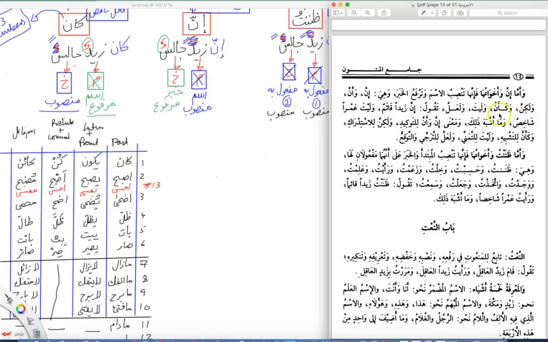Like, you say as though. Your face is as though it's the moon. Yeah, only joke, guys. I'm not saying it to you. Yeah. Oh, ka'anna, it means as though.